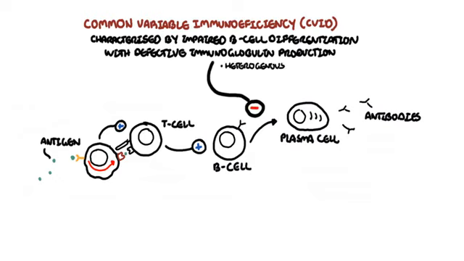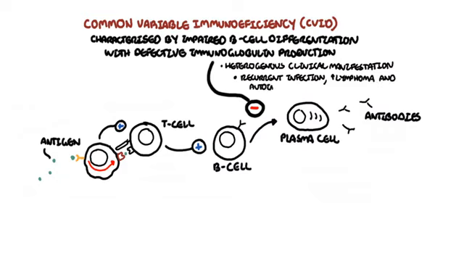Variable refers to the heterogeneous clinical manifestation of this disorder, which includes recurrent sinopulmonary infections and diarrhea, heightened susceptibility to lymphoma, as well as heightened susceptibility to autoimmune disorders such as inflammatory bowel disease. It is a diagnosis of exclusion. You get absence of antibody production in response to vaccination. Treatment includes immunoglobulin replacement, and immunization with inactive vaccines.